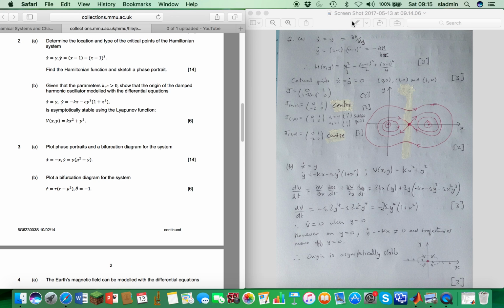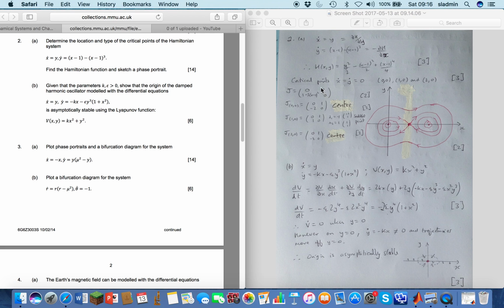So for part A, we have x dot is y, which for the Hamiltonian system is partial dH/dy, and y dot is equal to this expression, which is minus partial dH/dx. So to find H, we simply integrate. Partial dH/dy is y, so if we integrate, we get the first term y squared over 2. And then if we integrate dH/dx to get H, we get (x minus 1) squared over 2, and we get (x minus 1) to the 4 over 4. So this is the Hamiltonian of this system.